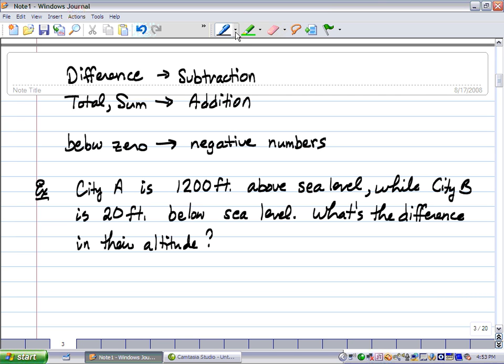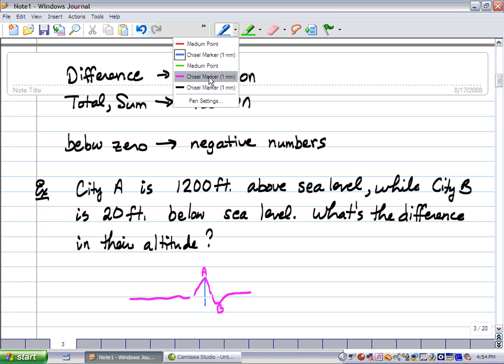So the difference in their altitude, if we think about it, here's the sea. So here is a city up here that's 1,200 feet above sea level. And here's City B down here that's 20 feet below sea level. So if I think about this distance here, that's 1,200 feet. And this little distance here is 20 feet. So I'm going to add to find the difference.